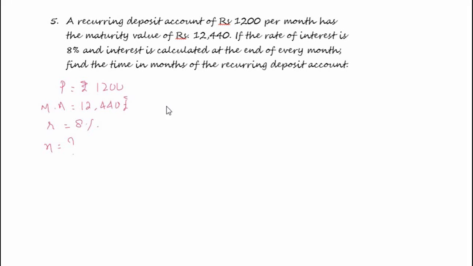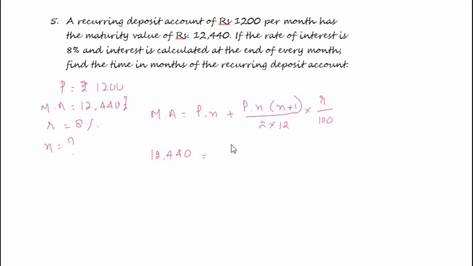Now let us write the formula. Maturity amount equal to P into N plus P into N into N plus 1 divided by 2 into 12 into R by 100. Let us substitute the values here. We know the maturity amount. Maturity amount is 12,440. That is equal to.